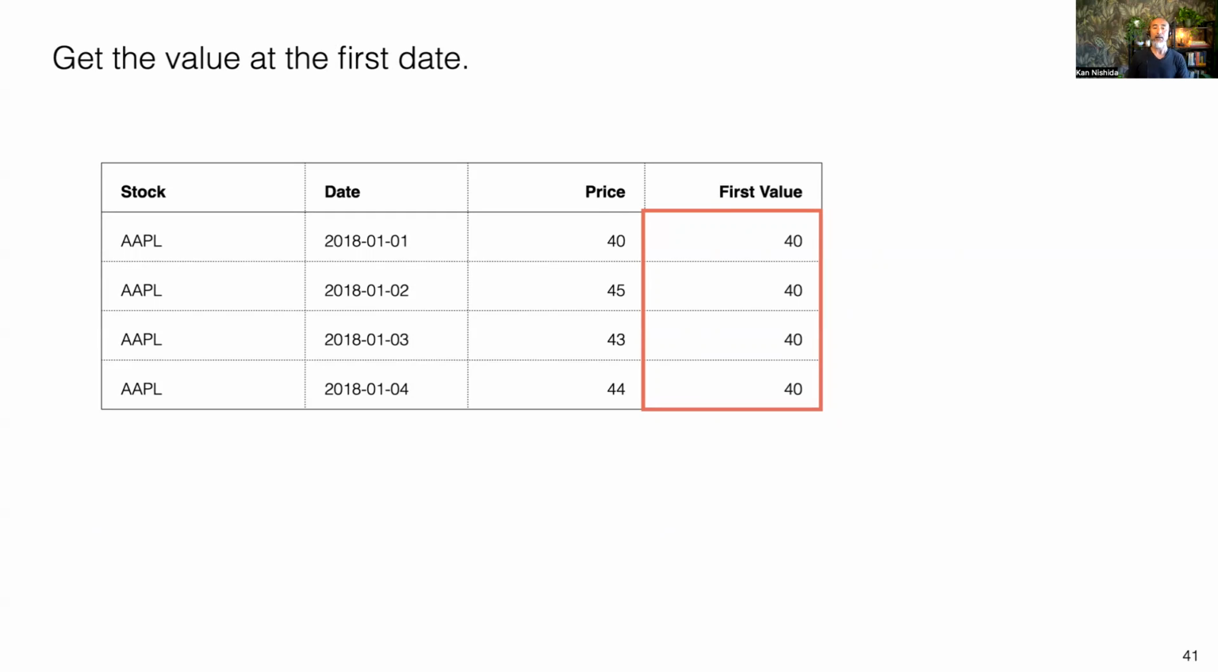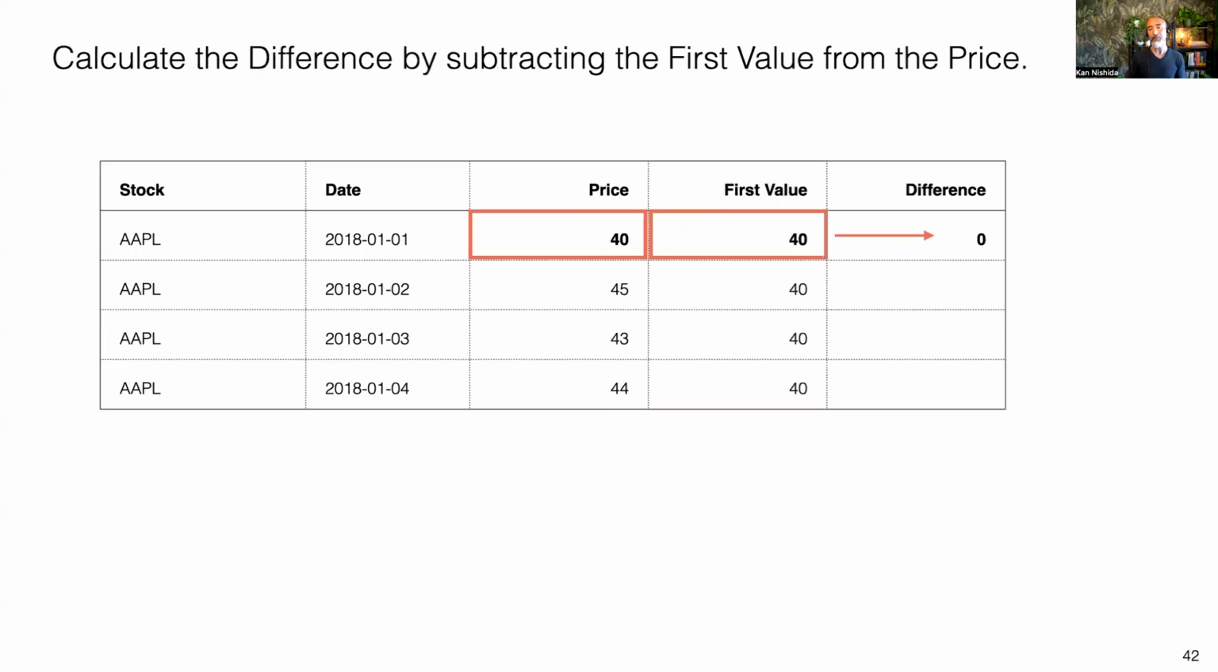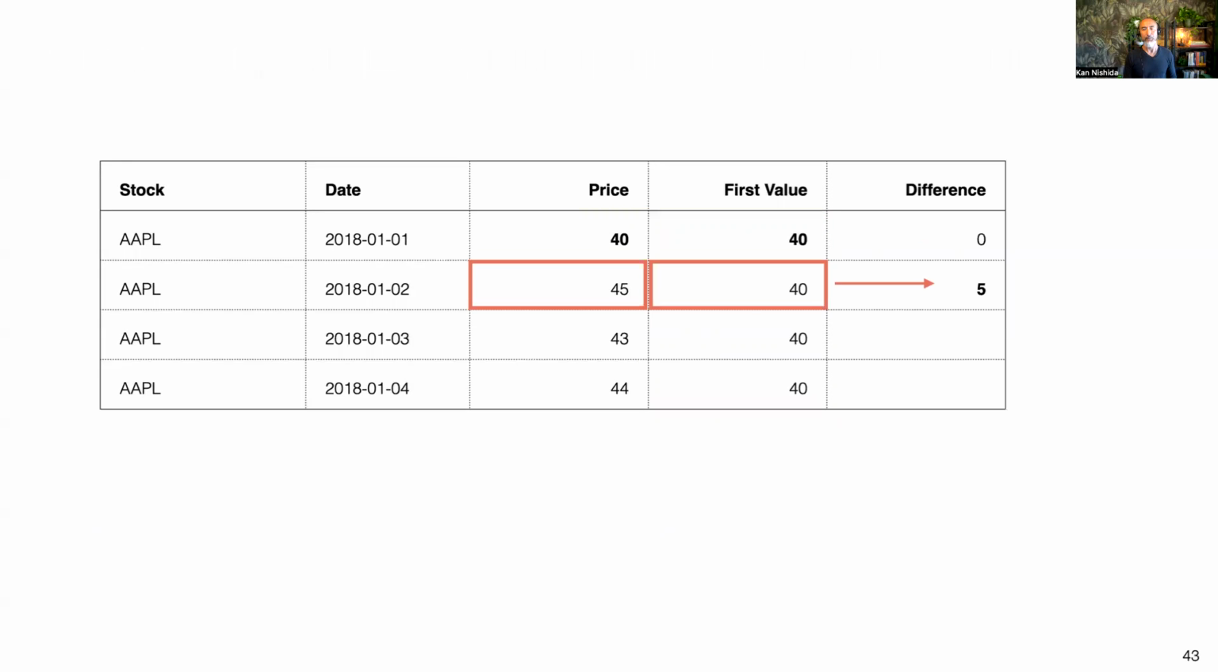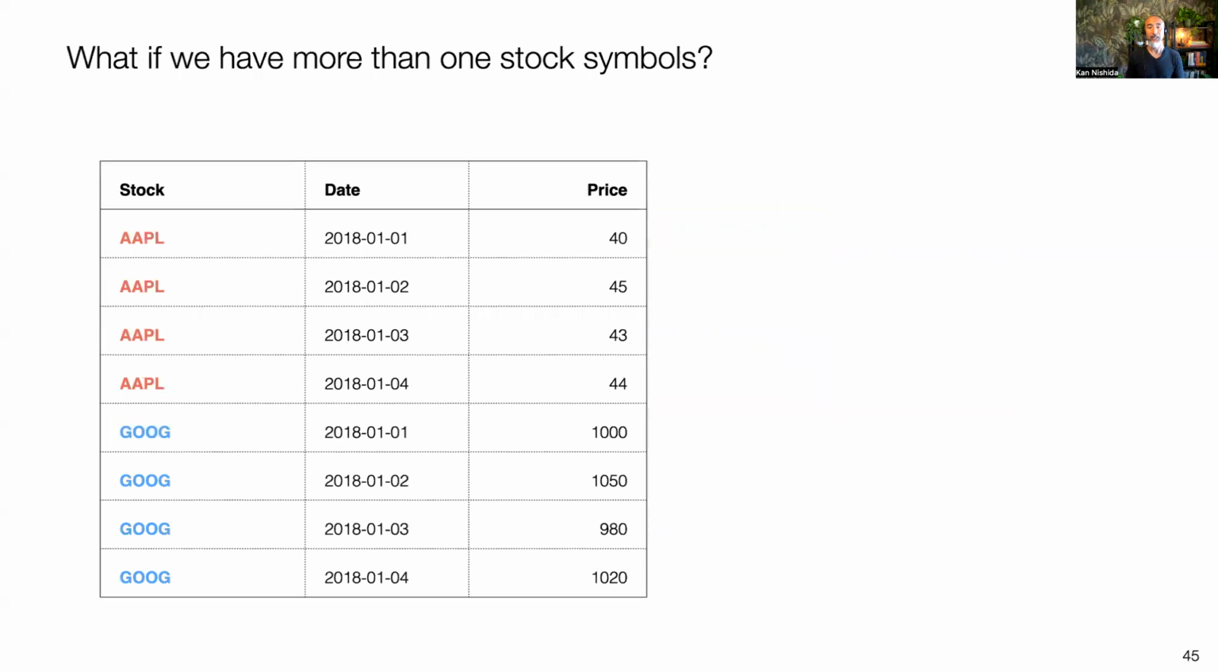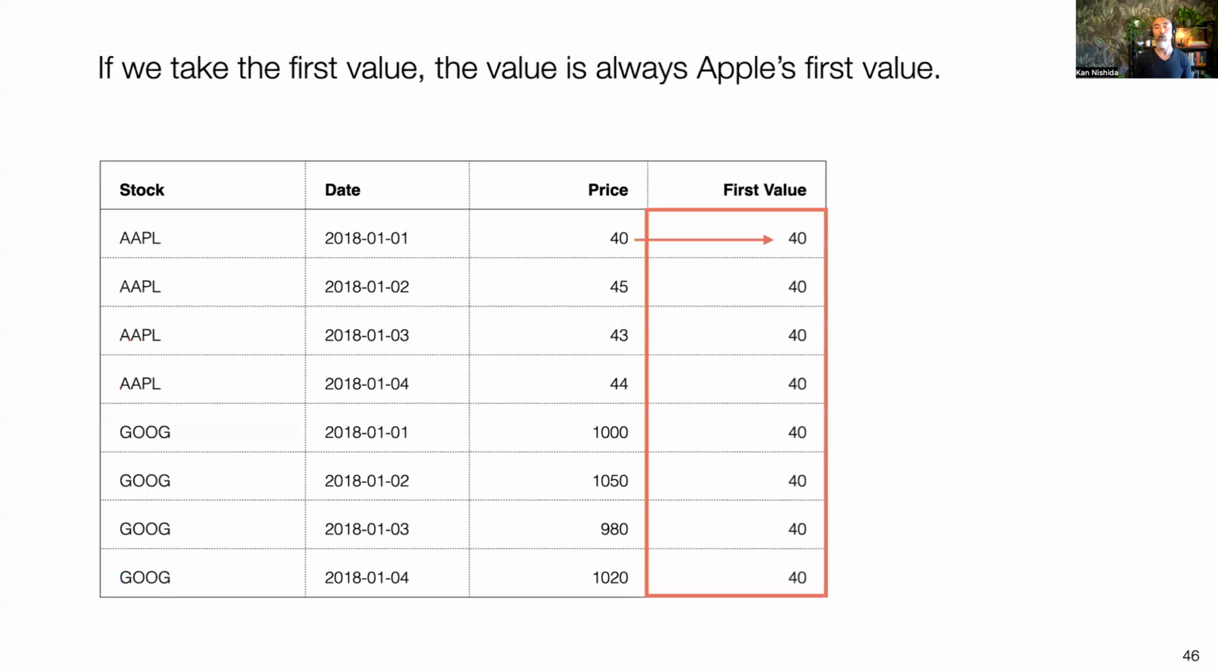And once we get this first value, all we need to do is just calculate the difference. So it's that simple. The only key thing is how we can get the first value. Once we get it, we can get the difference. But what happens if we have two groups, like Apple and Google? The problem is that if we get the first value, which is 40, for Google, $40 is kind of nothing because Google's price range is way higher.